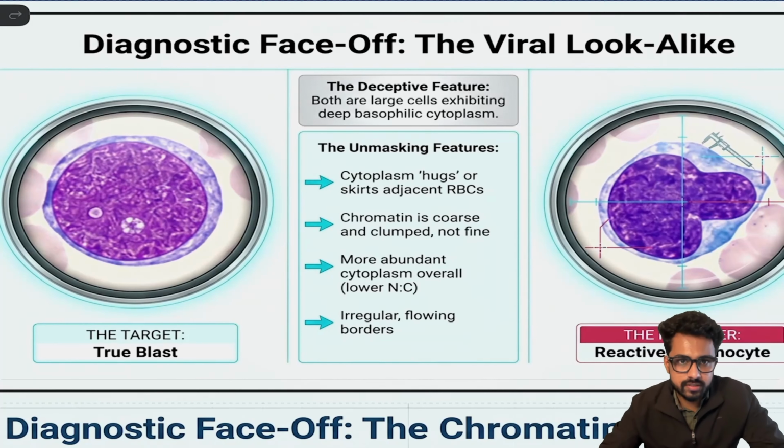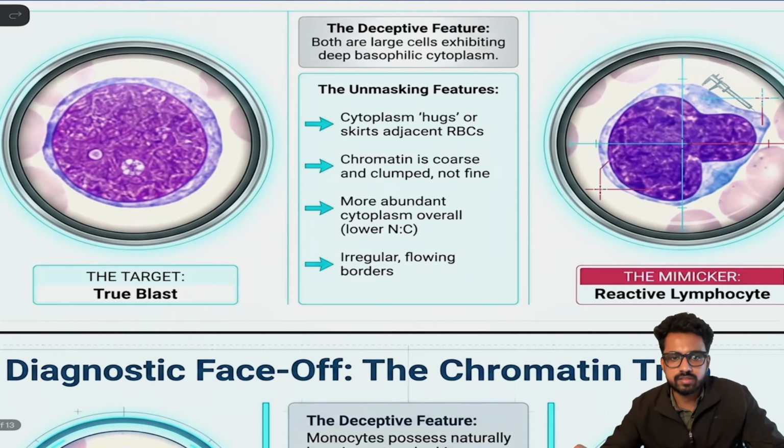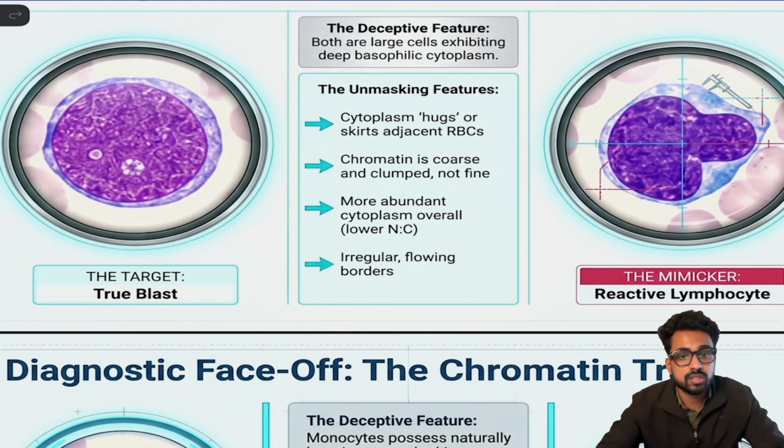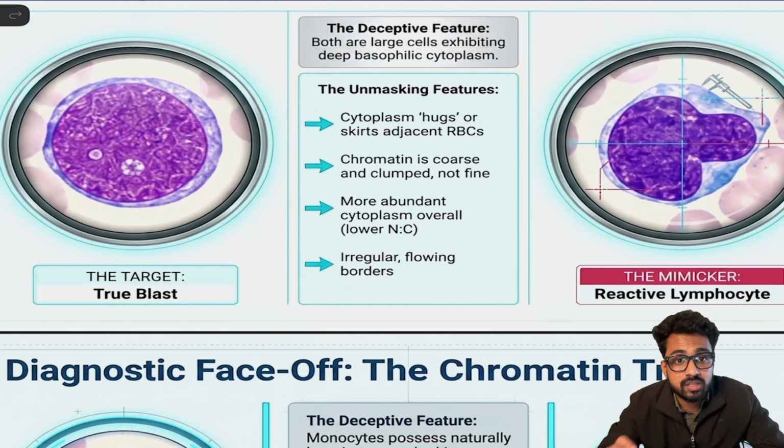The viral lookalike. So this is between the true blast and the reactive lymphocyte. How to differentiate between these two? The deceptive feature is both are large cells exhibiting deeply blue basophilic cytoplasm. Here you can see both are showing deep basophilic cytoplasm. So what is the unmasking feature showing a reactive lymphocyte? The cytoplasm hugs or skirts around the RBC.